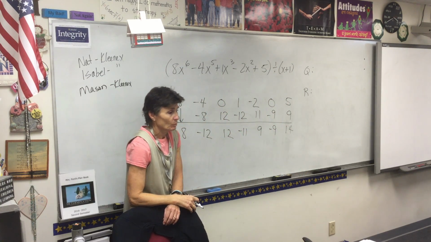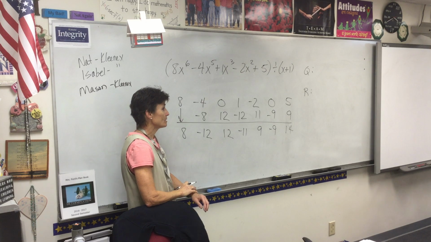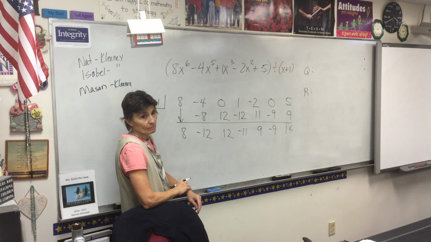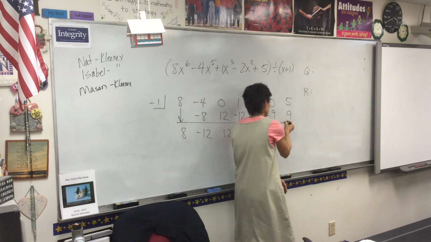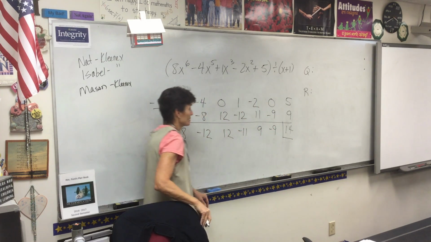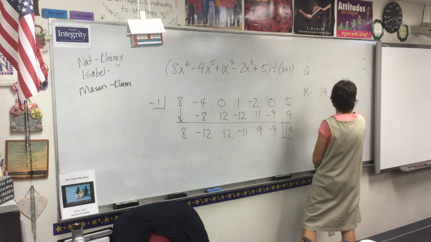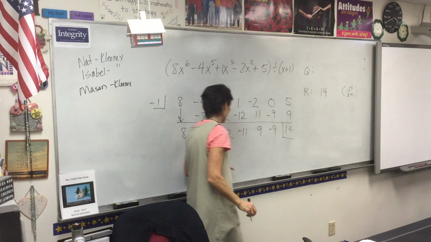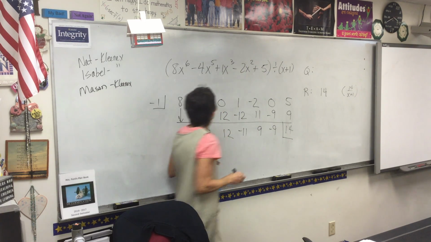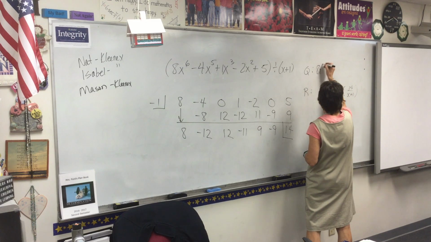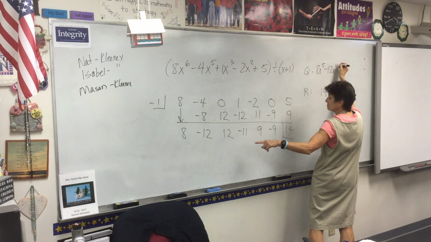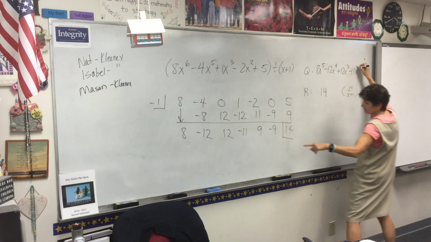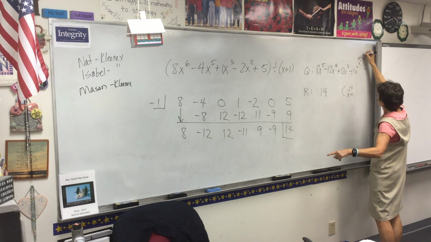On the test, there will be 2 answer blanks here. One will be for the quotient, and one will be for the remainder. Remember, in the division, this number is the remainder. So the remainder blank is going to be 14, or if you want to write 14 over x plus 1, that's fine. Now, what goes in the quotient blank? 8x to the 5th, 12x cubed, 11x squared, plus 9x, minus 9.